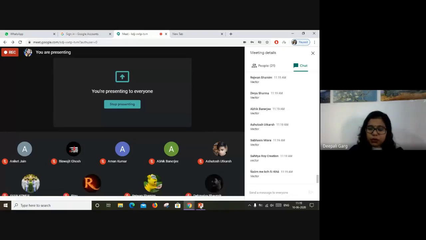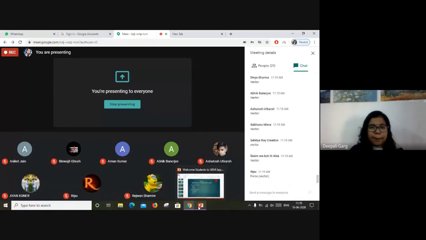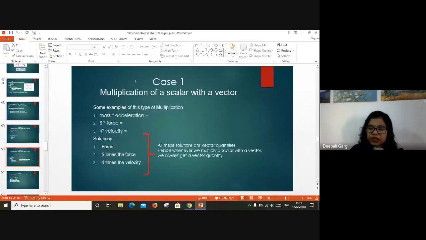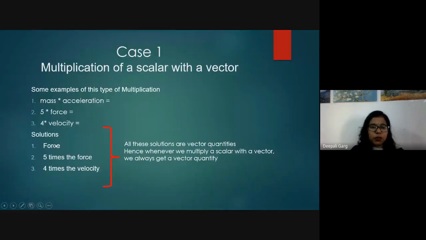These are some examples of this type of multiplication: mass into acceleration, 5 times velocity, 4 times velocity. The solutions for these are force, 5 times the velocity, 4 times the velocity. The special thing about this case is that whenever you multiply a scalar with a vector, all these solutions result in vector quantities, in each and every case. So this is a thumb rule.